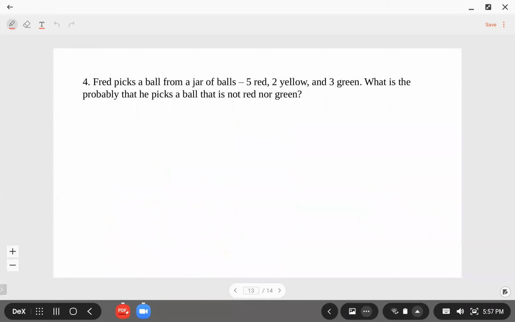Very good. So now our last problem. Fred picks a ball from a jar of balls: 5 red, 2 yellow, and 3 green. What is the probability that he picks a ball that is not red nor green? So not red nor green. Okay, so now solve. Number 4.